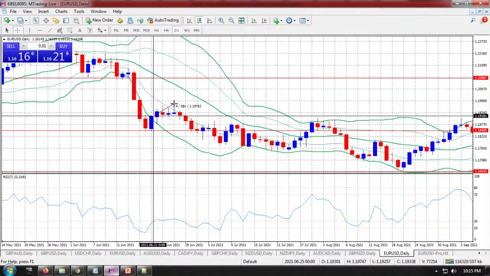So that's about 581 points, which is about 58 pips. So you would have been able to get up to 58 pips within 1, 2, 3, 4 days. Within 4 days, you'll be able to get about 58 pips profit. You understand? So that's one.